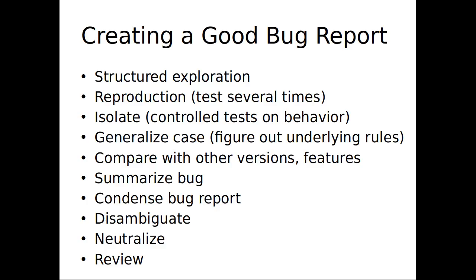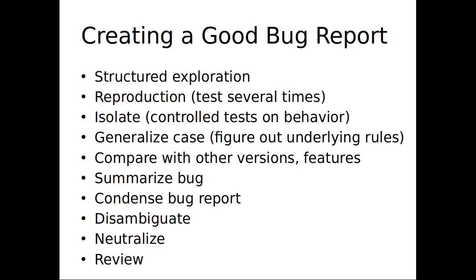Okay, how do you create a good bug report? Maybe it sounds obvious, but it's not. You do structured exploration, you try to reproduce it, and isolate it to make it as simple as possible. Figure out if it's general, not just this particular case. See if it existed in a previous version. How far back does this go? Is this just the very latest version of the software, or did it occur in earlier ones and we just didn't notice it? That's really helpful to track down where the problem came in. If it was in earlier versions, it could be in a lot of different places in the software. If it's only the latest one, then there's only so much that changed, and we can track it down more easily.